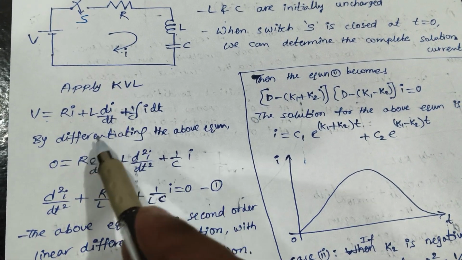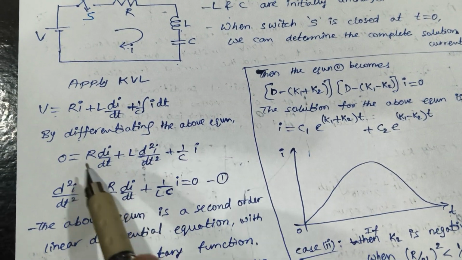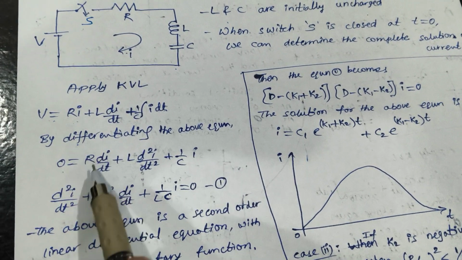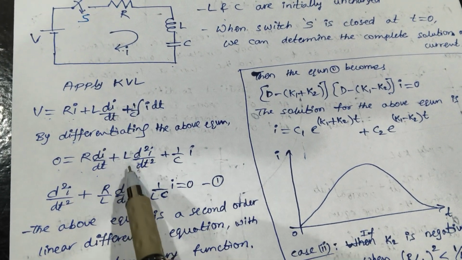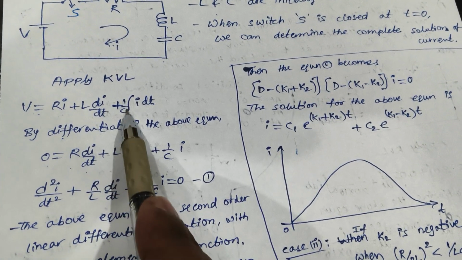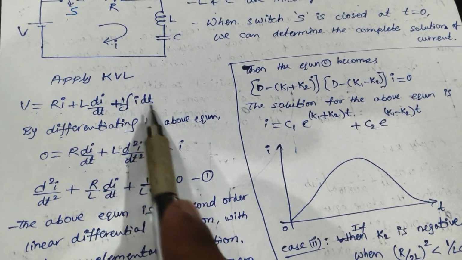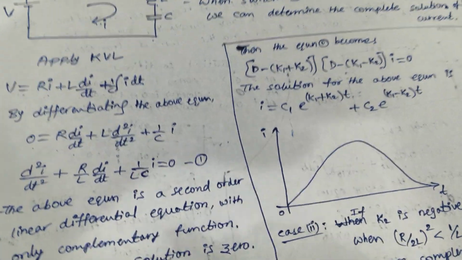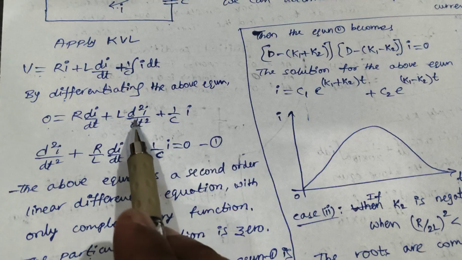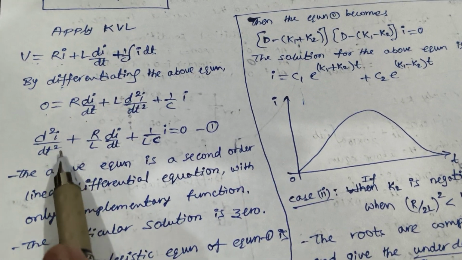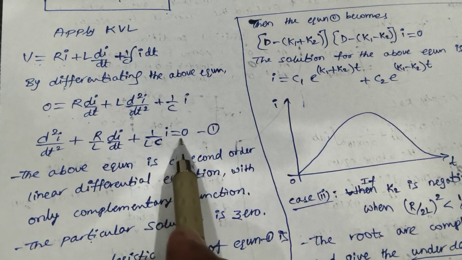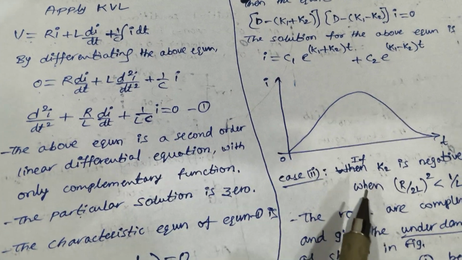By differentiating the above equation on both sides, we get differentiation of constant voltage V is equal to 0, R into di by dt plus L into d square I by dt square plus differentiation of integration is nothing but only I, that is I by C. I can rewrite the same equation by dividing on both sides with L: d square I by dt square plus R by L into di by dt plus 1 by LC into I is equal to 0.